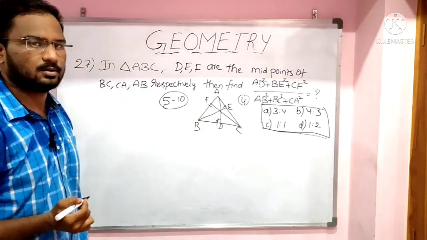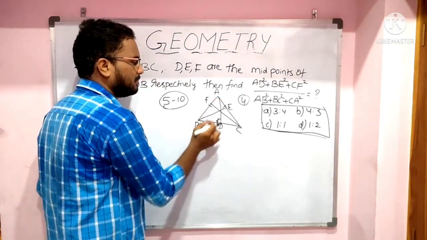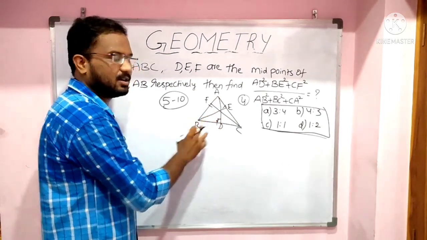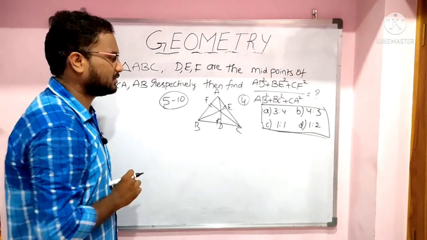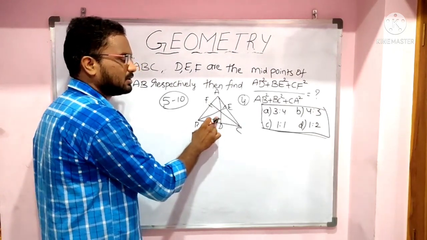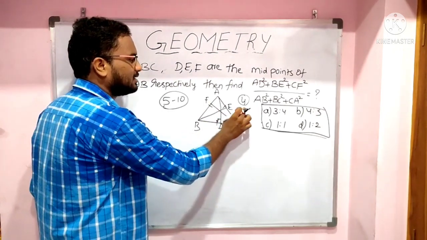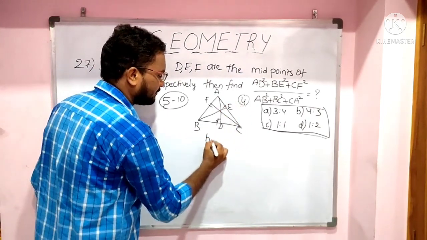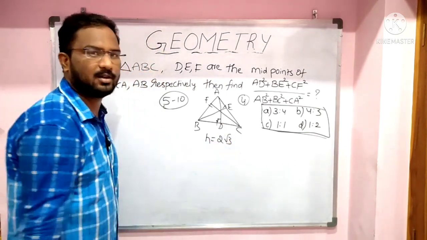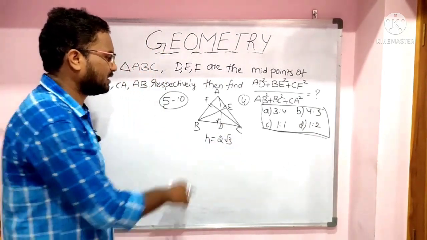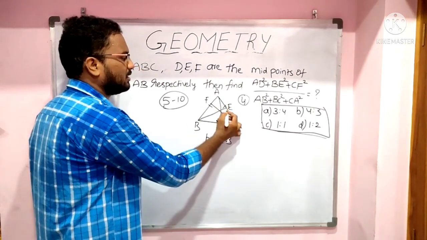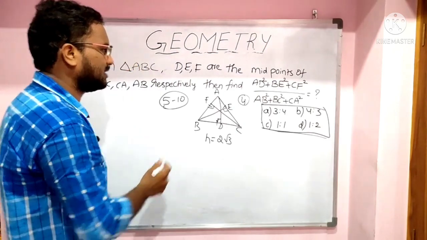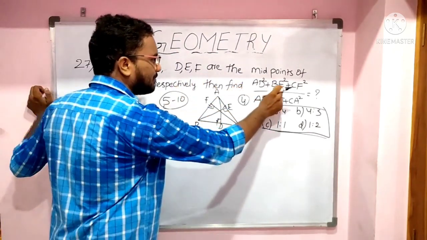Here AD is the median. In an equilateral triangle, the median, perpendicular bisector, altitude, and interior angle bisector are all the same. So AD is the median and it is also the height. If the side of an equilateral triangle is 4, then the height will be 2 root 3. Similarly, BE is also equal to 2 root 3 because all are equal. So AD square plus BE square plus CF square, all are equal.